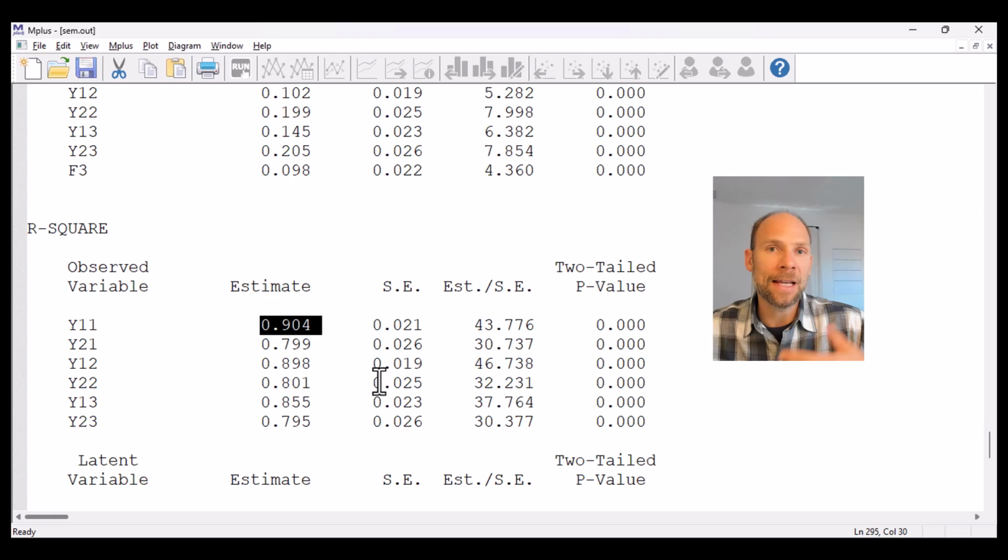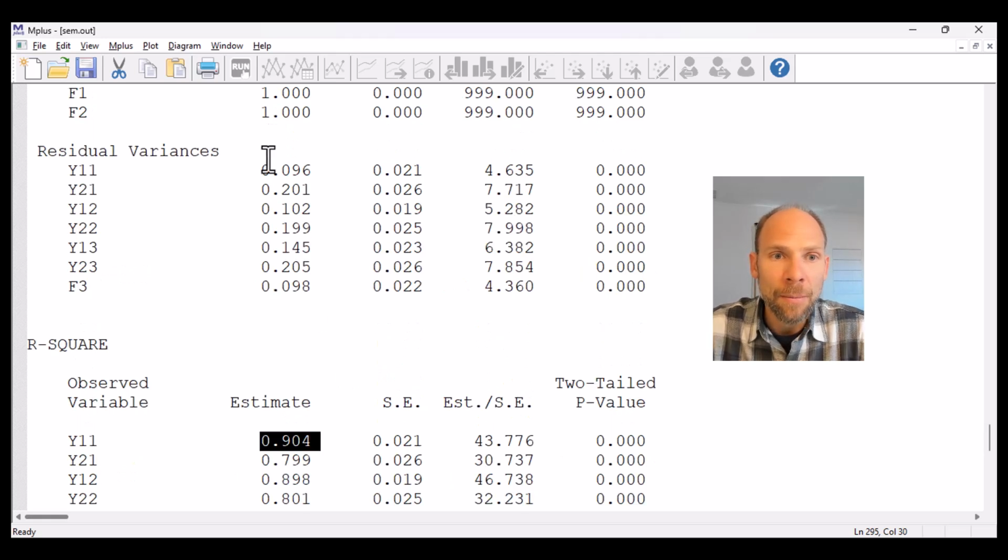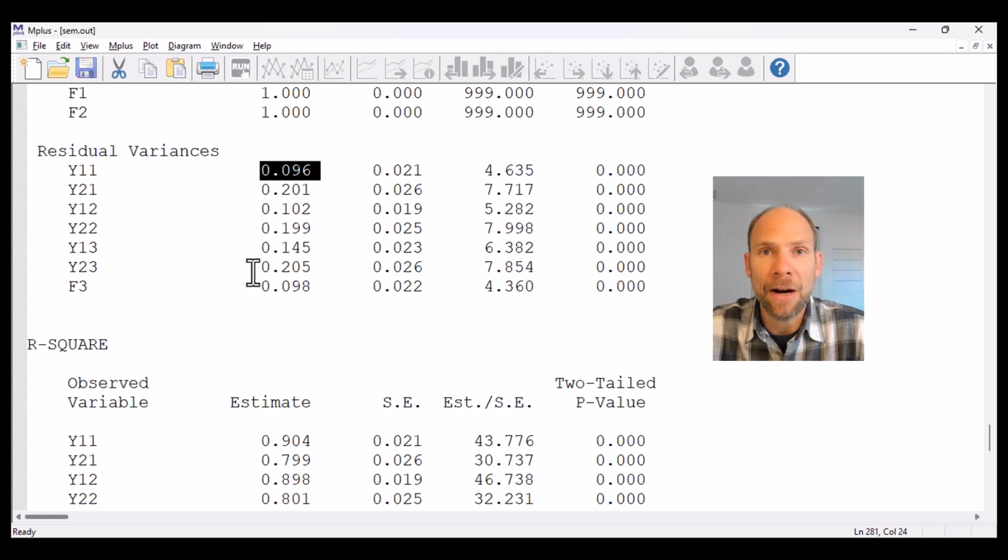And we could say that's then true score variance or common variance or factor variance. And so this means that 90.4% of the variance in this indicator reflects true differences between individuals, and only 9.6% would be error variance.